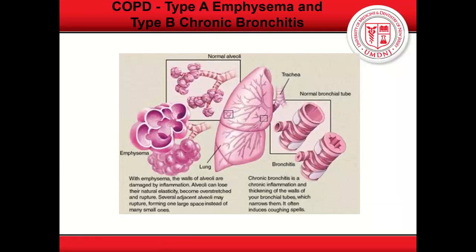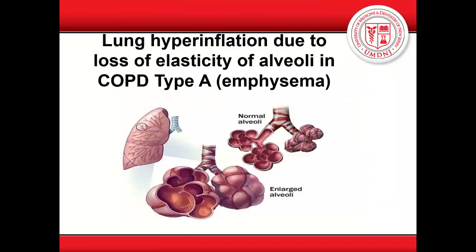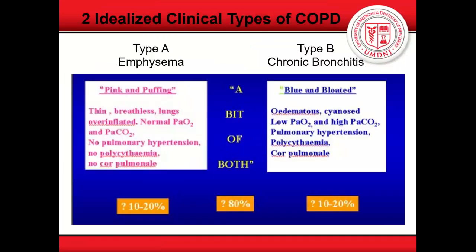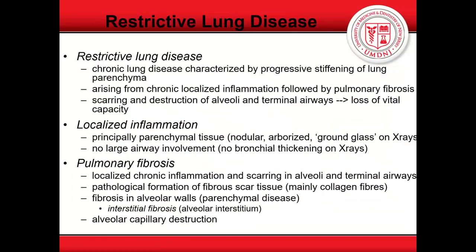So this is type A, which is emphysema and bronchitis. So just know the definition of emphysema, and then the definition of chronic bronchitis and the pathological definition of bronchitis. So again, this shows the difference between type A versus type B chronic obstructive pulmonary disease, and then chronic obstructive pulmonary disease in smokers.